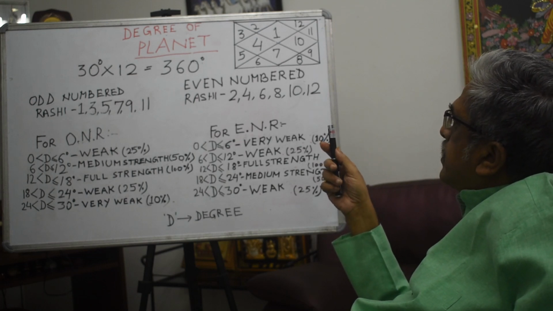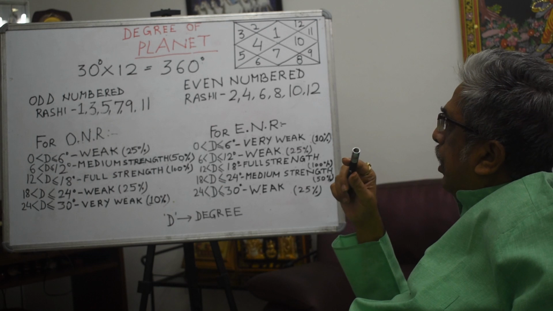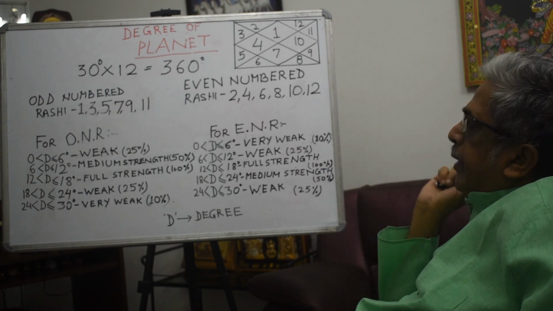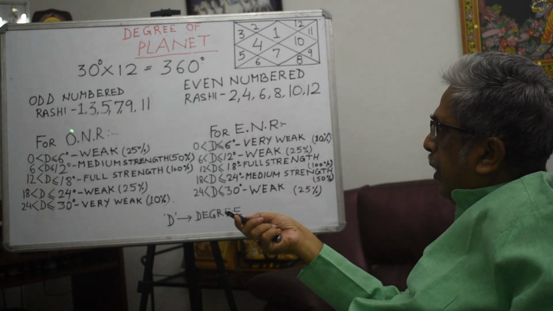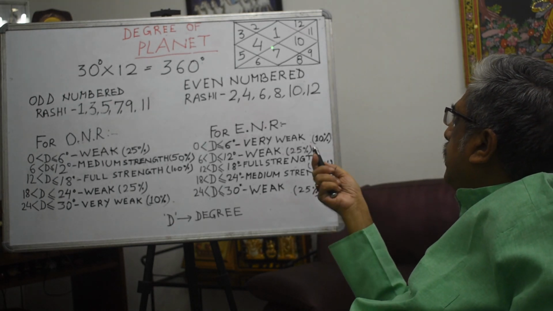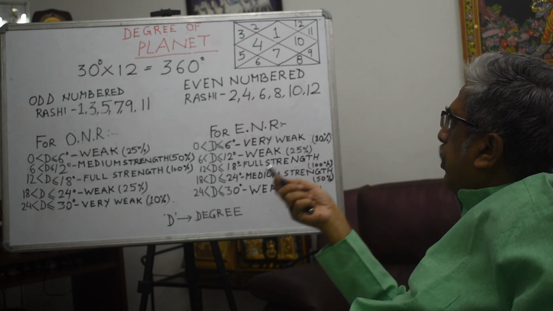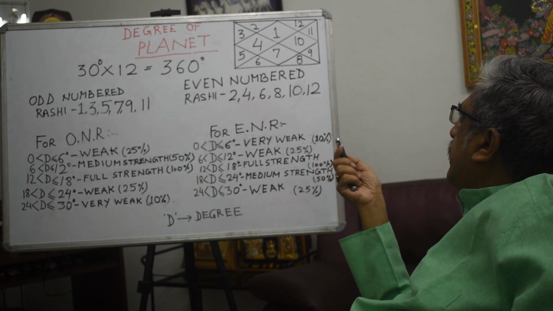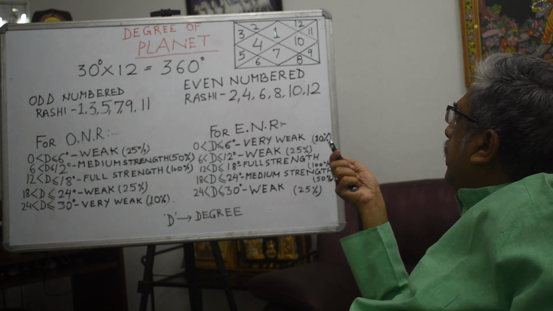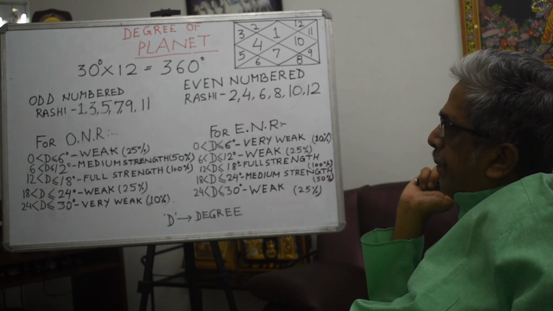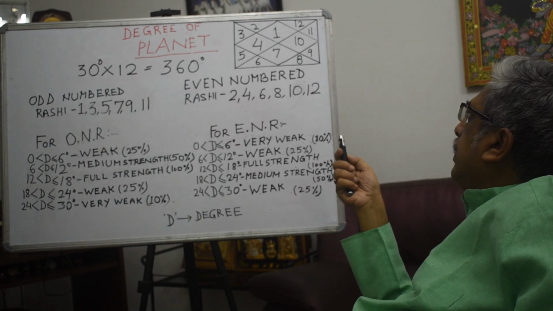Now how does degree give an idea about strength, or how much result will be obtained from the planet? Take an odd numbered Rashi: 1, 3, 5, 7, 9, 11, Aries or Gemini or Leo, any Rashi where a planet is placed. For example, Sun is in Aries Rashi, I am just taking an example. Suppose Sun is at 3 degrees. It had already traveled 3 degrees by the time of birth.